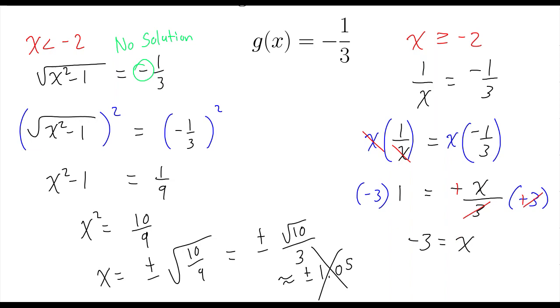You probably could have figured that out just by looking at this, right? It's 1 over something that will give me a negative 1/3. It has to be a negative 3. But no matter. That's how we solved it.